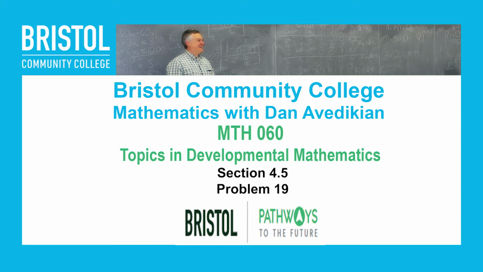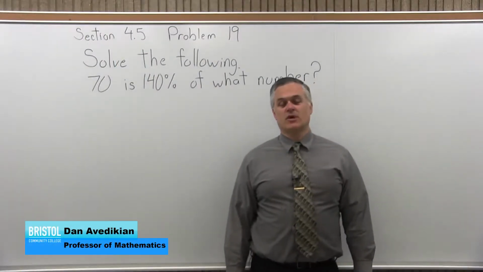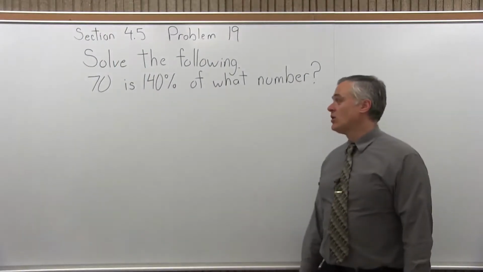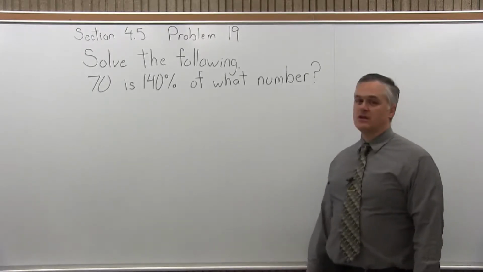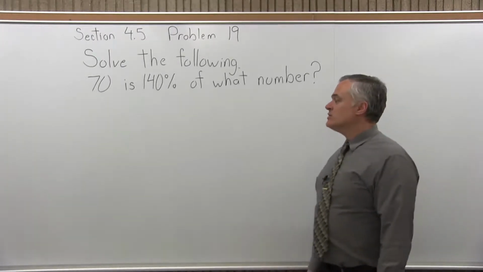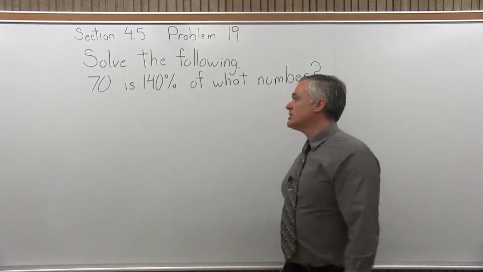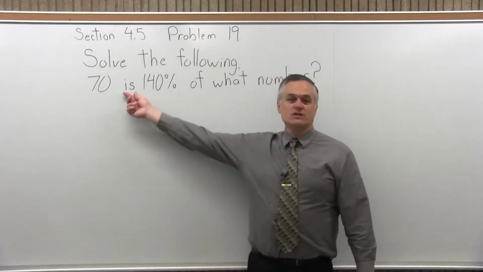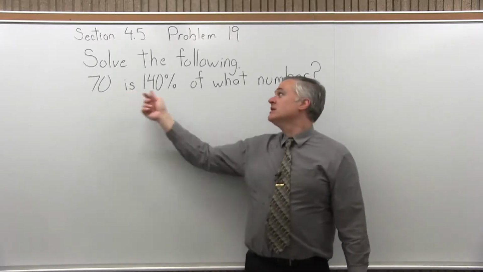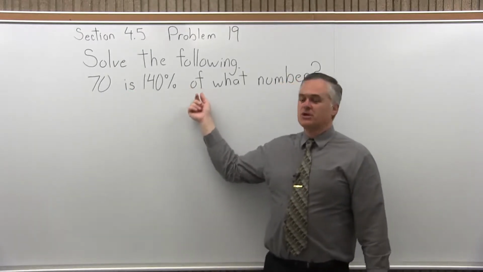Section 4.5, Problem 19. It says solve the following. 70 is 140% of what number? So to solve this, what we have to do first is write it as an equation and then solve the equation. And you have to look for certain key words such as "is," which will become an equals, and "of," which will become a multiply.